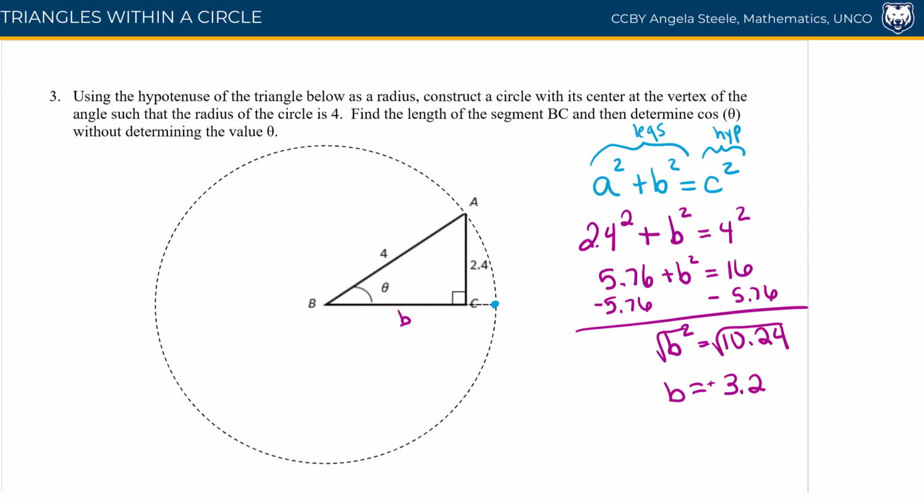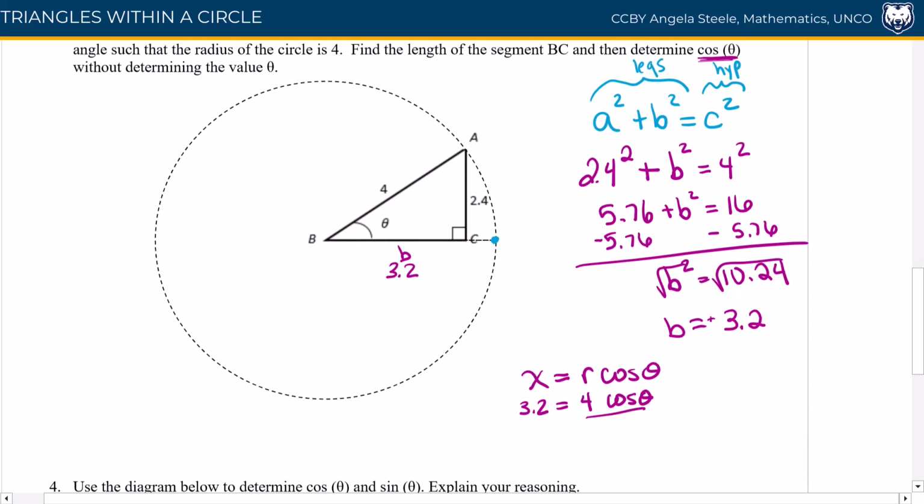All right, so now that we have our b value, we can then go ahead and finish our question. So this time we are looking for the cosine of theta. So cosine of theta is our horizontal distance. So we get x equals r cosine theta. X is 3.2 equals 4 cosine theta. And then divide both sides by 4.